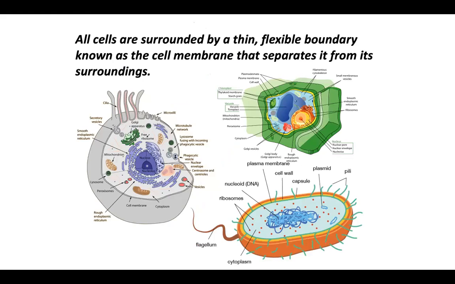So we've already talked about this when we talked about types of cells. All cells are surrounded by a thin, flexible boundary known as the cell membrane. And that is what actually separates it from its surroundings. So we've seen these all before.